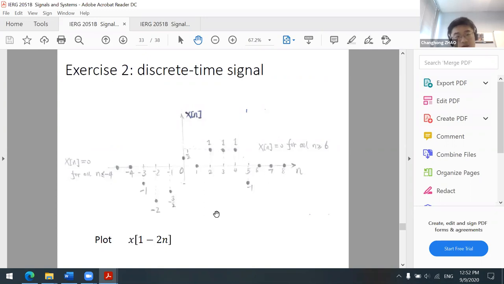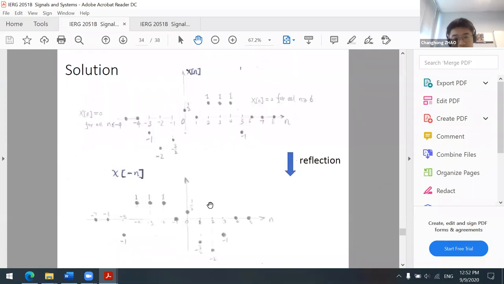For this signal, our task is to plot x of one minus two n. Again, it involves multiple steps of transformation. First, we change from x of n to x of minus n. This is similar to the continuous time case. It's a reflection, but this time it's in discrete time.